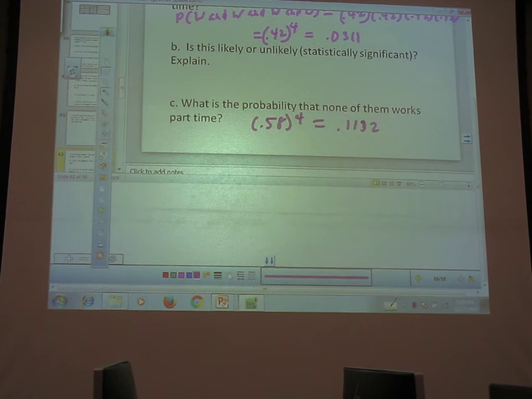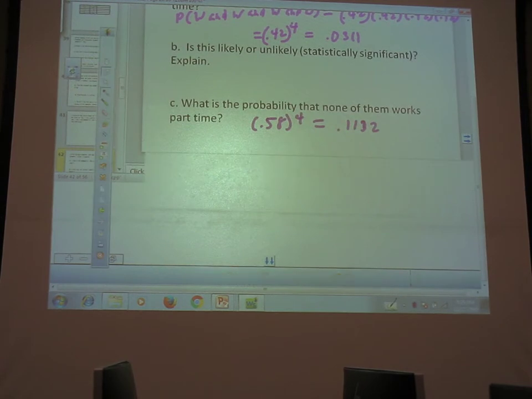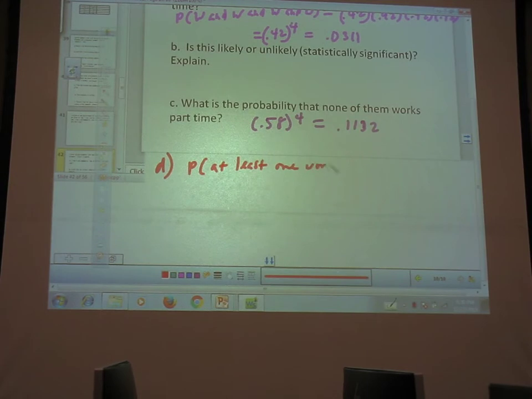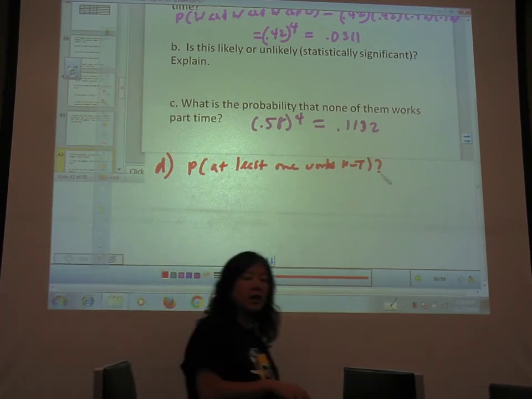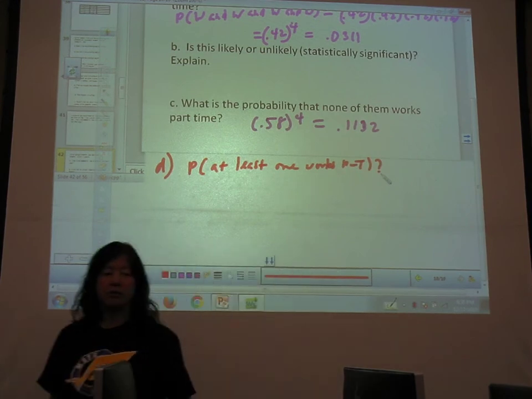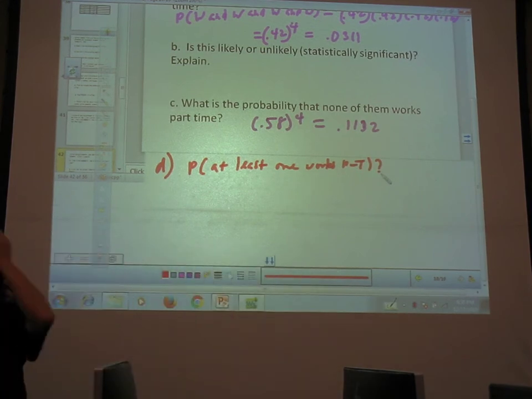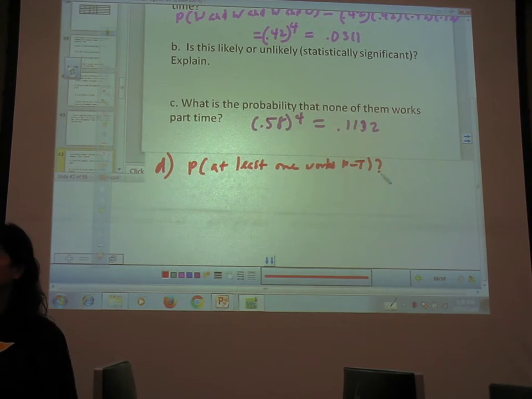Great. Now, you guys might be saying, well, what about that 1 minus? So let me ask you a second question to make those guys happy. What's the probability that at least 1 works part-time? That is where you start subtracting things. Alls and nones are simple. It's the at least 1 that's the complement. At least 1 means 1 or more.